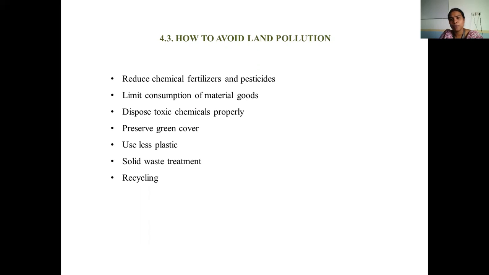Whether it is biodegradable, no problem. If it is non-biodegradable, like plastics and other things, plastics are now also available in the market as bioplastic from biopolymers of plant source, so you can use that. Switch to biosources, dispose of toxic chemicals properly, preserve your green cover, forest green cover, plant a tree, use less plastic. Solid waste treatment should be there.